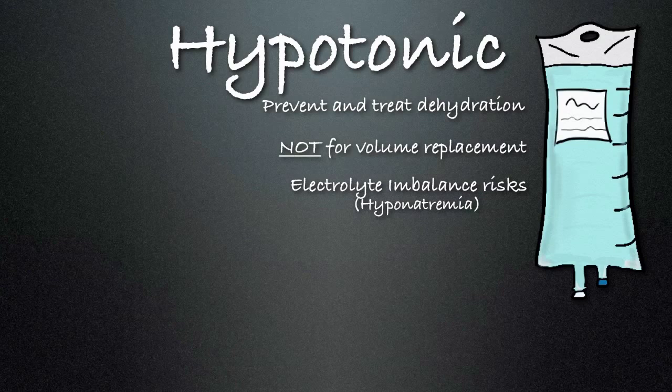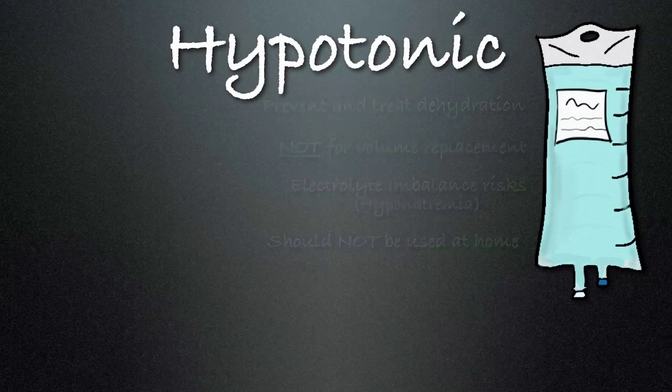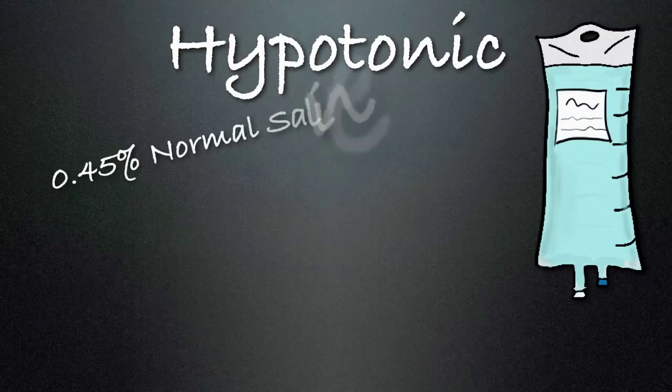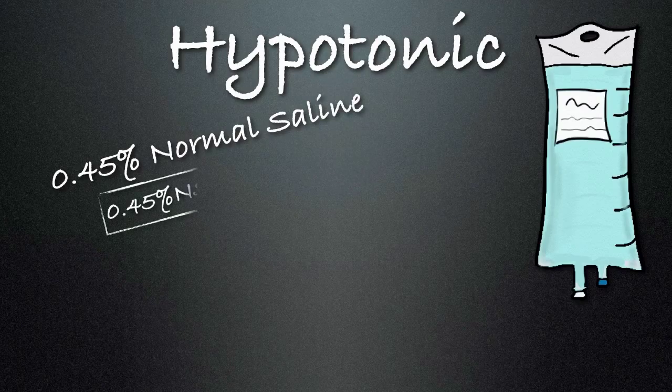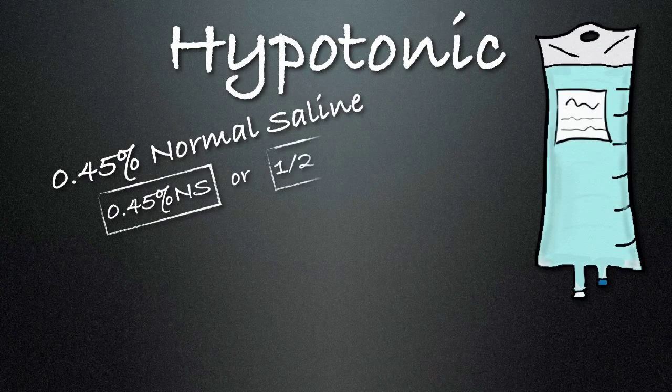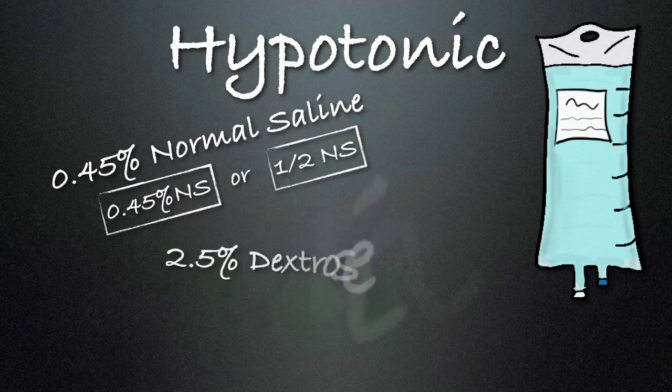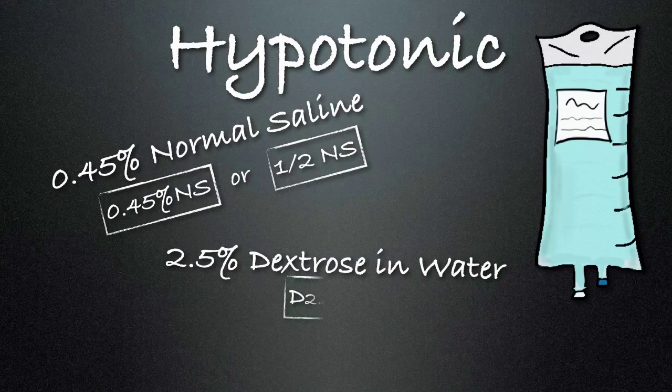Because of these things, hypotonic solutions should not be given at home. Patients given these solutions, especially if over a length of time, need to have careful laboratory monitoring of their electrolyte levels. Two of the most common examples of hypotonic solutions are 0.45 normal saline, known as 0.45 NS or half NS, and 2.5% dextrose in water, known as D2.5W.